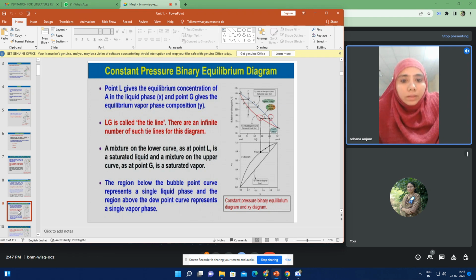Now, what about the regions? The region below the bubble point curve, the red line, is a single liquid phase, and the region above the dew point curve represents a single vapor phase. So this region is the liquid region, and this region is the vapor region.